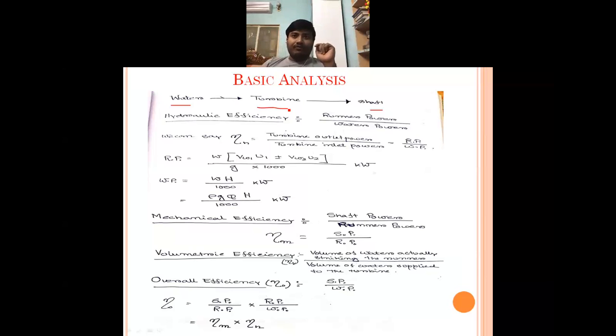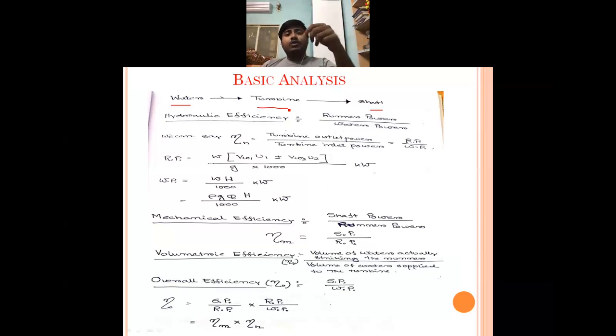One is water power, that is available at the inlet of the turbine because of the net head available. Then after the conversion in the turbine, we'll get power in the runner. And what is the runner? We know that.